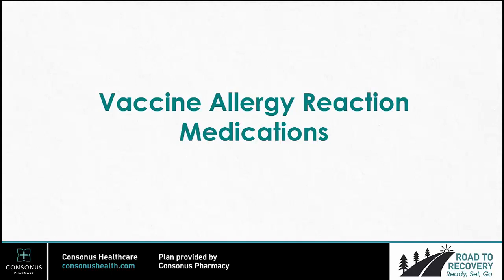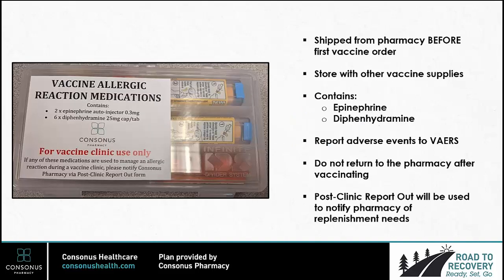This last and final section of the vaccine administrator training will cover the vaccine allergy reaction medication. Vaccine allergic reaction medications will come in a box that looks like this. There will be a warning on the box that indicates that the medications inside are for vaccine clinic use only. The box will be shipped from the pharmacy before the first vaccine order is placed. Make sure to store the box with other vaccine supplies.